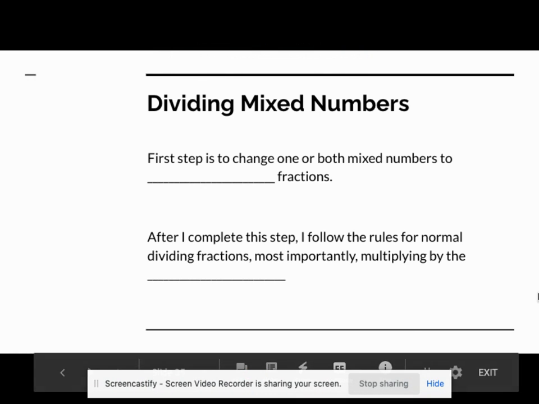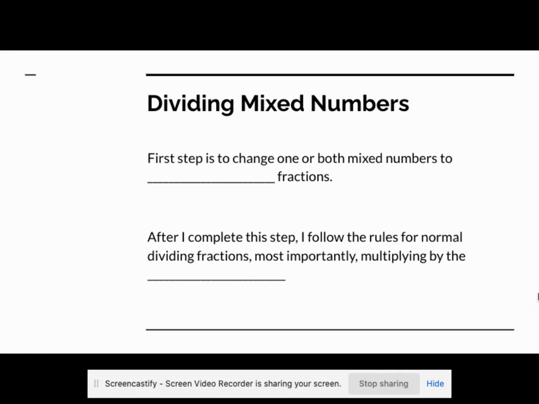Dividing mixed numbers. So first thing we need to do is change one or both of the mixed numbers to improper fractions. After I complete this step, I follow the rules for normal dividing fractions, most importantly, multiplying by the reciprocal. So it's really important that if your mixed number is second, you make it improper, then you flip it to multiply.